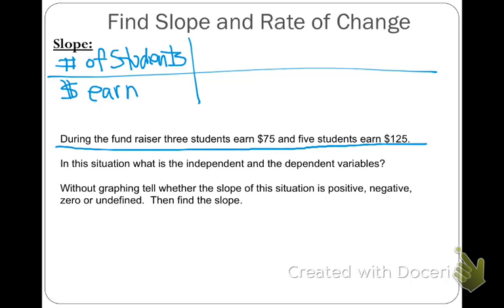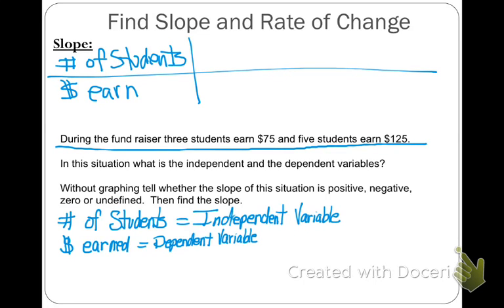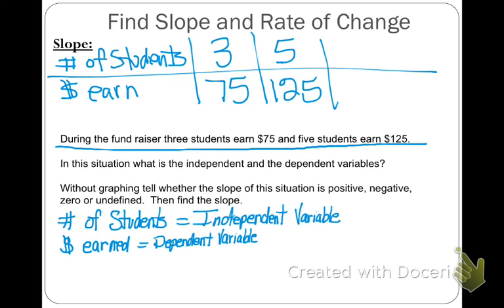So, in this situation, my number of students is my independent variable, and my dollars earned are my dependent variable. So let's just make this into a table. And when I had 3 students, they earned $75. When I had 125 students, no, what am I saying? Goofball me. When I had 5 students, I had $125.